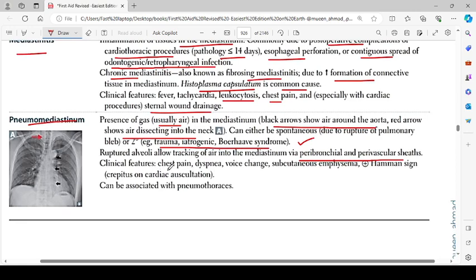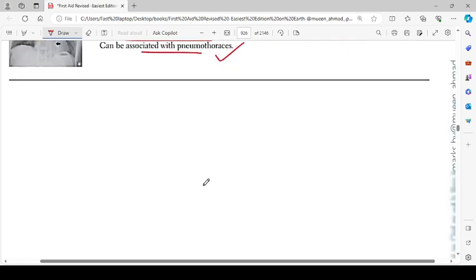The clinical features are chest pain, dyspnea, voice change, subcutaneous emphysema, positive Hamman sign, and crepitus on cardiac auscultation. So it is the crepitus that is heard on cardiac auscultation. That is the Hamman sign that is present in pneumomediastinum, which can be because of Boerhaave syndrome or trauma, because of air in the mediastinum. Okay, and it can be associated with pneumothoraces.